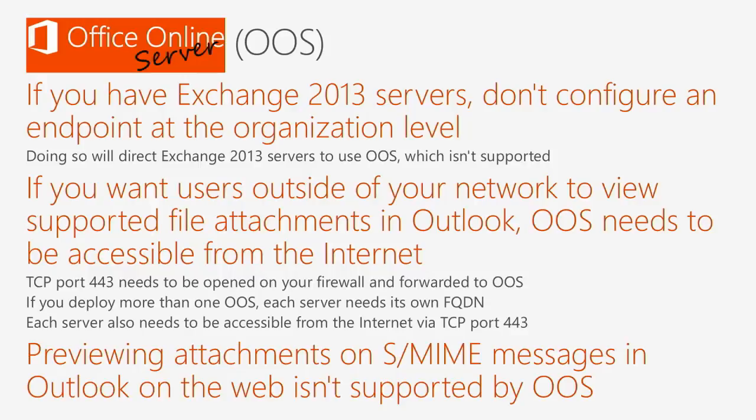The other thing, that if you want users outside of your organization to be able to log into Outlook on the Web and preview these files, you do have to open up 443 for the Office Online server as well and make that reachable through the internet. And then the only other issue there is if you have any attachments that are in an email message that's encrypted using S/MIME, you won't be able to see them because Outlook on the Web won't be able to render them. It's not supported yet by OOS.